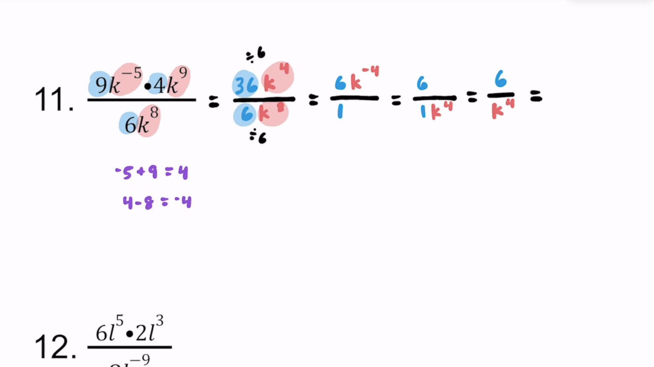Another way you could be asked to write this, though, is to use no fractions. And if you were asked to use no fractions, then you would just write 6k to the negative 4th power. So two ways to write this final expression. One would be over here using no negative exponents. One would be over here using no fraction bar.